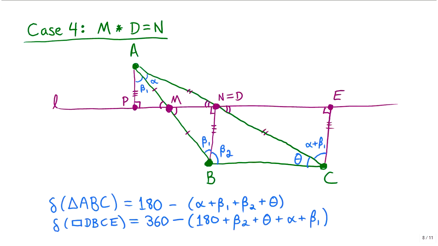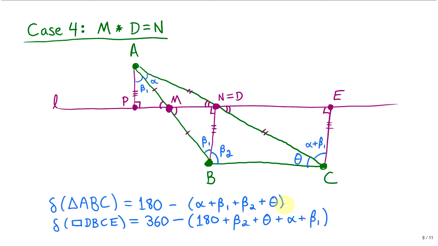basically like case 3. We have the same congruences of triangles. PMA is congruent to NMB by angle, angle, side. These angles, marked as beta 1, match up. Then the triangle PNA is congruent to the triangle ENC. And so this angle, which is alpha plus beta 1, again is equal to this angle, which we can mark as alpha plus beta 1.